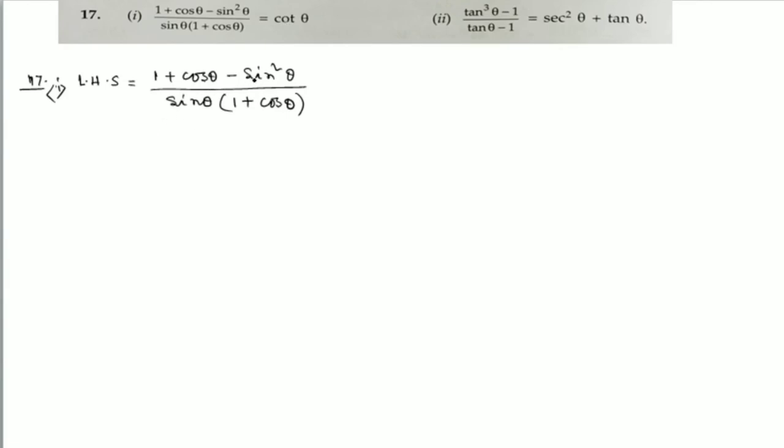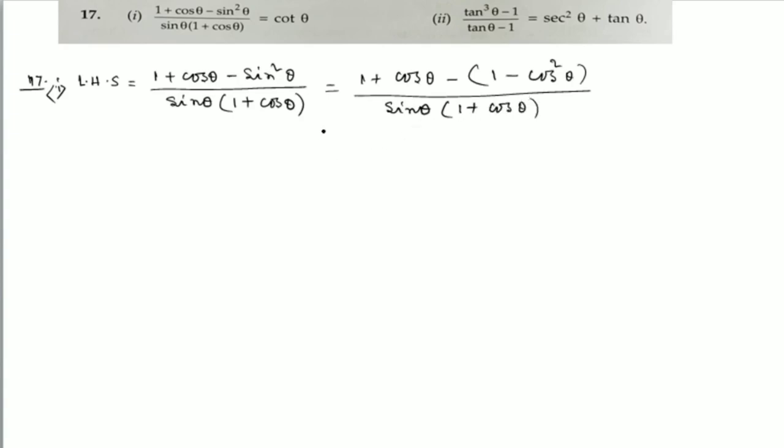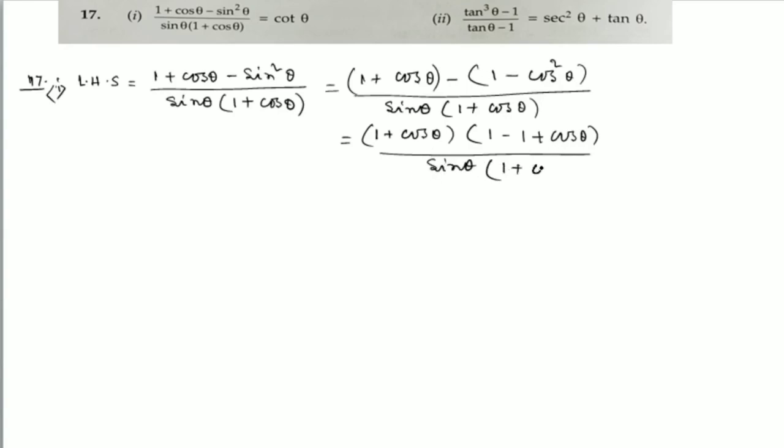So, at first we convert the sin square theta into cos square theta. So, it will be 1 plus cos theta minus, sin square theta means 1 minus cos square theta, divided by sin theta into 1 plus cos theta. Okay, so here you can see 1 minus cos square theta means 1 plus cos theta into 1 minus cos theta. So we can take common 1 plus cos theta. So 1 plus cos theta is common, so it will be 1 minus cos theta, minus and minus, it will be plus cos theta. Okay, divided by sin theta into 1 plus cos theta.